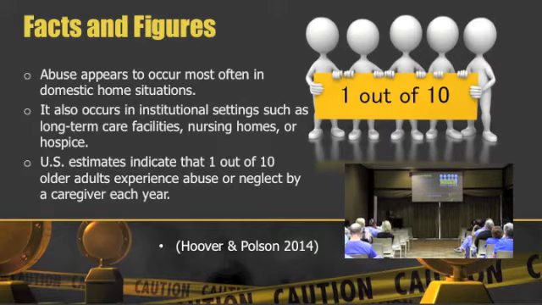Just some facts and figures that are out there right now. Abuse appears to occur most often in the domestic home situation. It also occurs in institutional settings such as long-term care facilities, nursing homes, or hospice. I don't think that's any new ground-shaking news to you, but it is estimated right now that 1 out of 10 older adults experience abuse or neglect by a caregiver each year. That's a lot. Some research is saying that is a very small estimate of the amount of abuse and neglect that is occurring to our elderly population today.